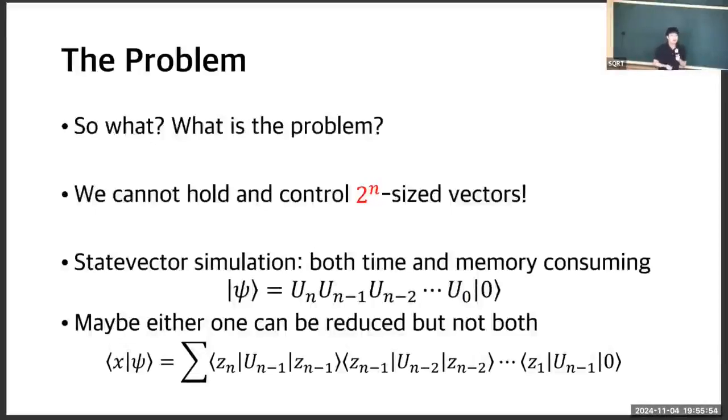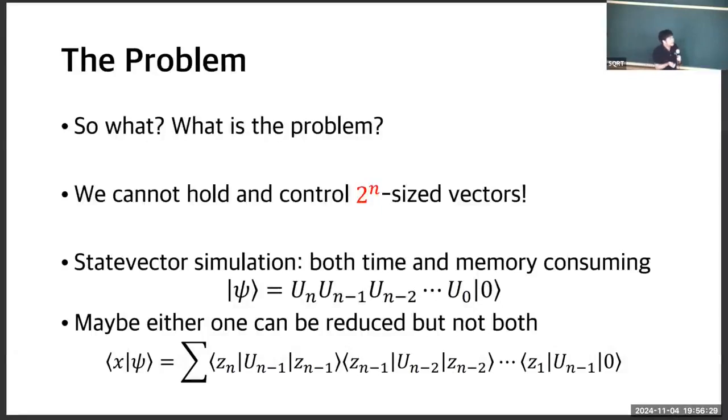So the problem with classical simulation is the size. To control n qubits, the vector has 2 to the power of n entries, right? Considering all basis states from 0...0 to 1...1. So we need to simulate that by state vector simulation, which involves a 2^n by 2^n matrix and a vector of size 2^n. So this consumes time and memory.